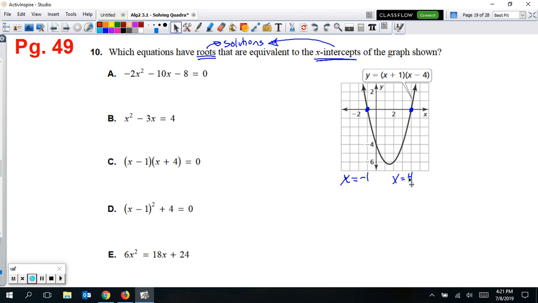Now I'm going to give you a moment to do that yourself. You're going to go through each one of these and see if you can figure out which of these has the same solutions as -1 and 4. So go ahead and pause the video and figure that out. And once you've figured out which ones have the same ones and which ones don't, then go ahead and play the video to check your answers.